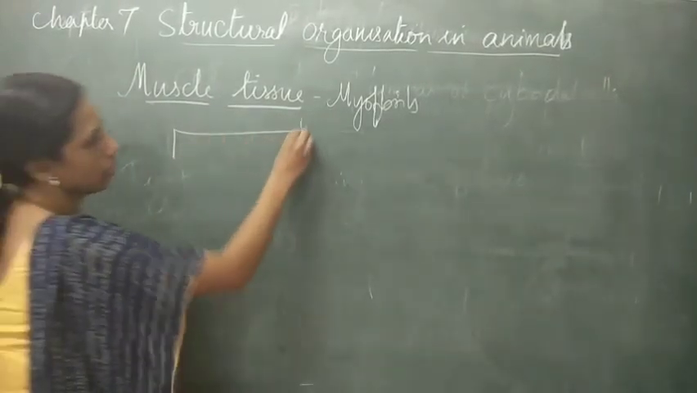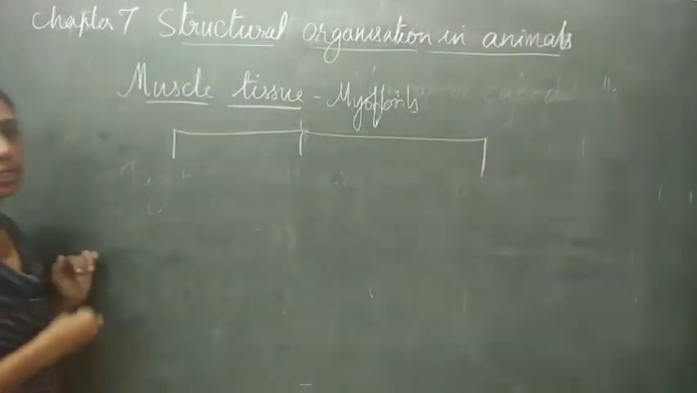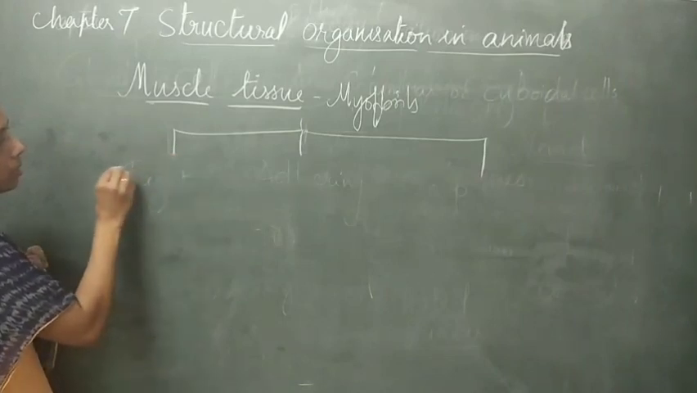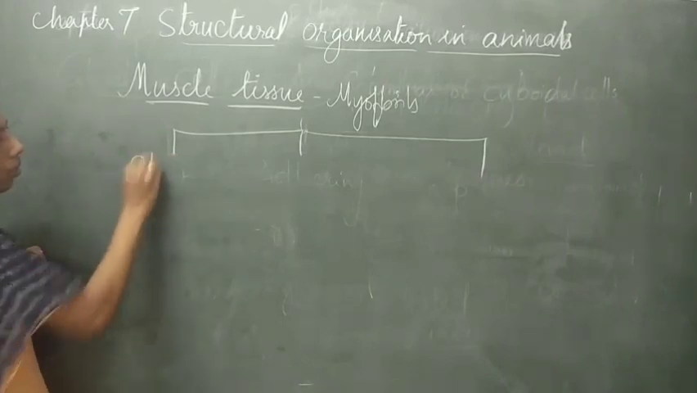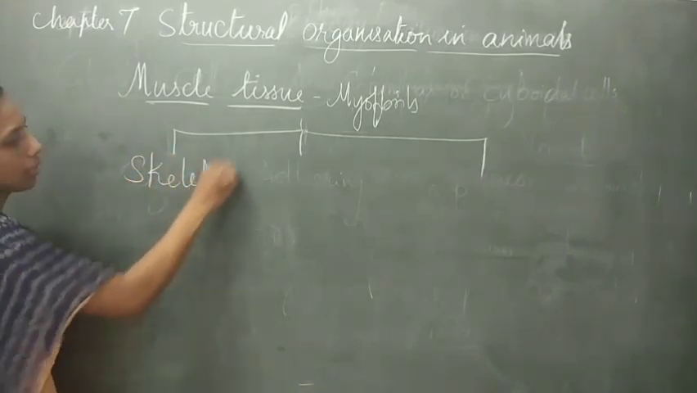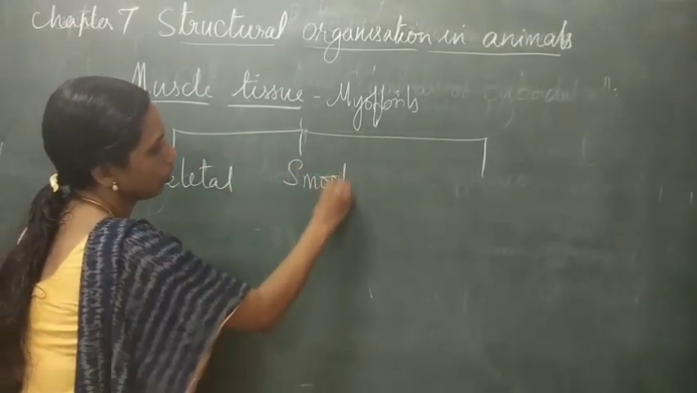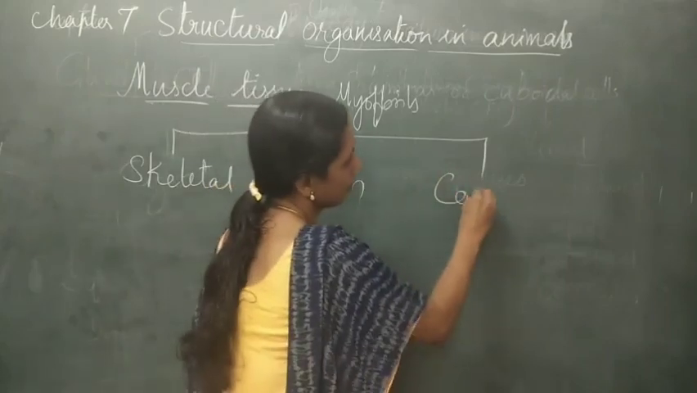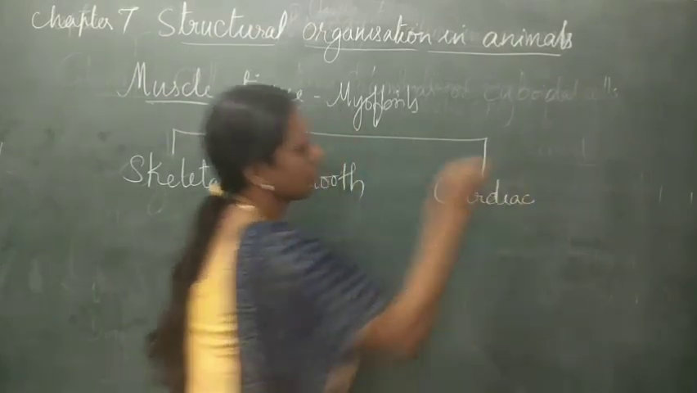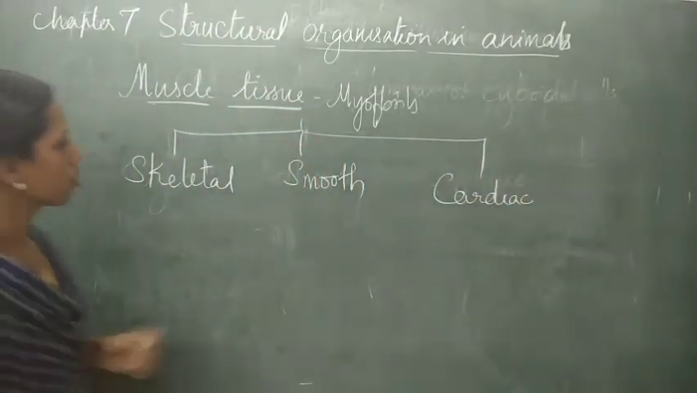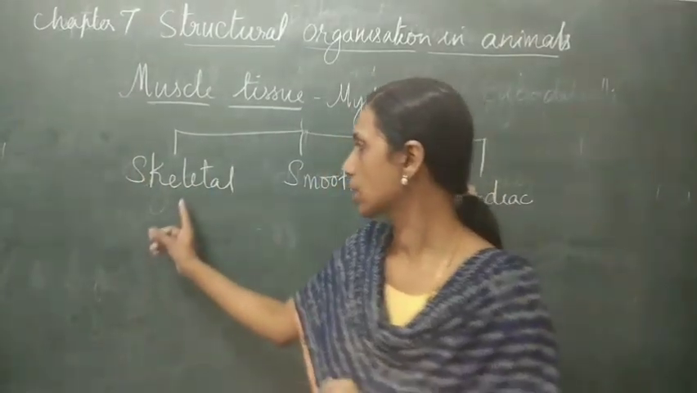9th standard you have studied. A little more detail will be studied here only. The first one is called skeletal muscles. The second type of muscles are called smooth muscles. The third one is called cardiac muscles. So, the first one is skeletal muscles.